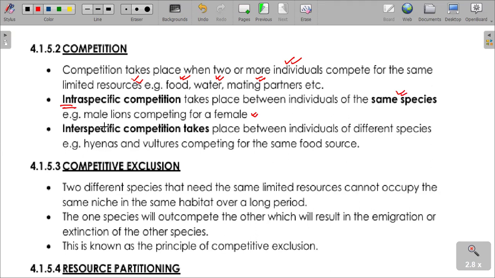Inter-competition, inter means between two different species. It takes place between two individuals of different species. For example, we have hyenas and vultures competing for the same food or space. That is inter, it means between individuals of different species. That is inter-specific competition.